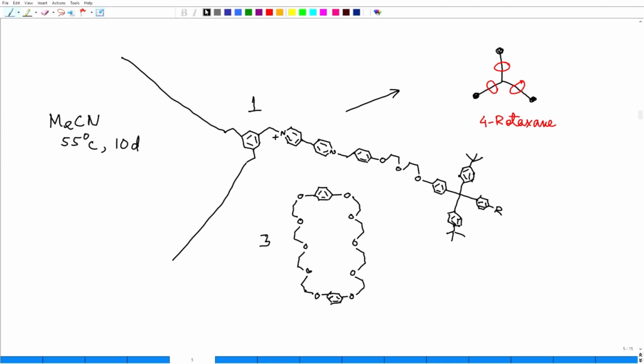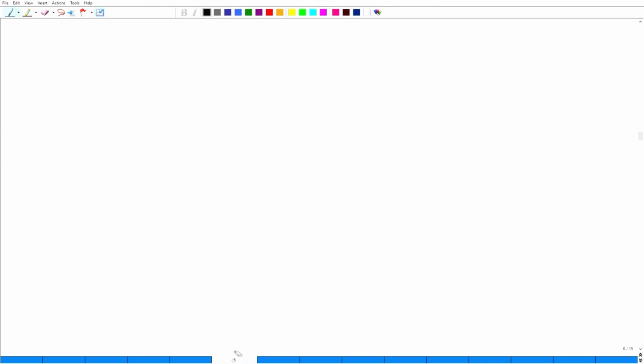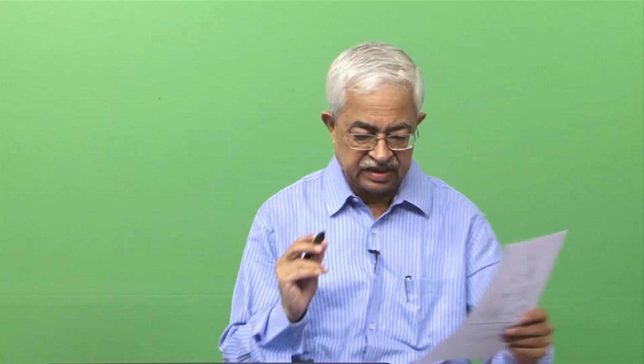So, we took a lot of time in drawing these pictures and how to make it, and what sort of components you will use, and so on. Now, why do that? I will take an entire class on rotaxanes. Those are very important molecular machines you can generate.